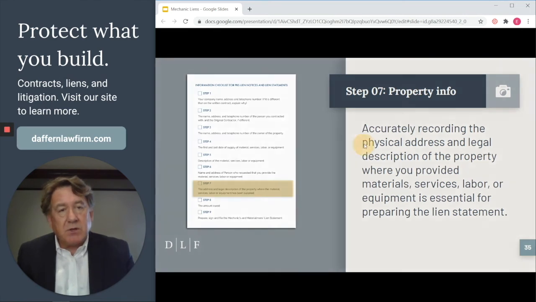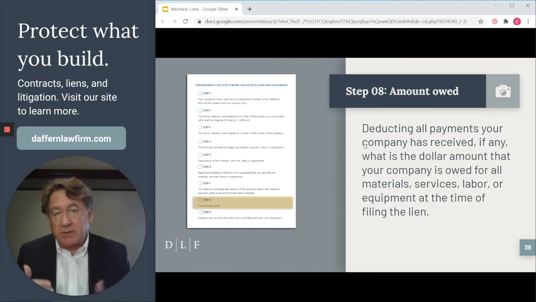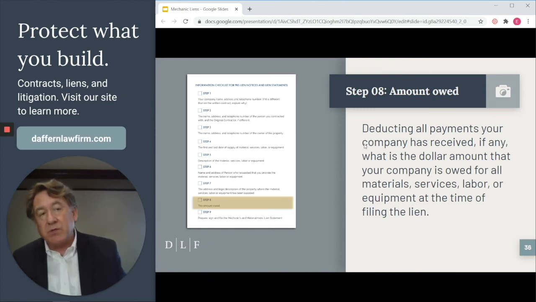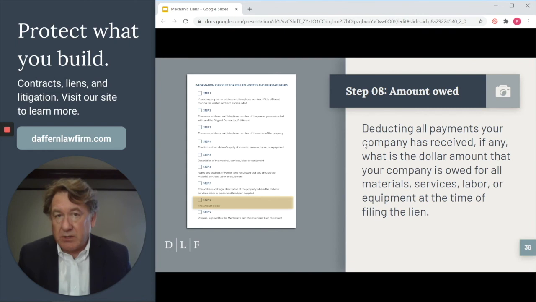So that's step 7. So the next step is the amount owed. This is pretty self-explanatory. The bottom line is you're filing a mechanic lien because you're owed money. And it's important to know what that exact amount is. Simply deduct all the payments that the company has received and see what dollar amount is left on your contract. Now, one thing you want to make sure of is that you include not only the amount left on the contract, but any change orders, any back charges that you have against the contractor or the owner.